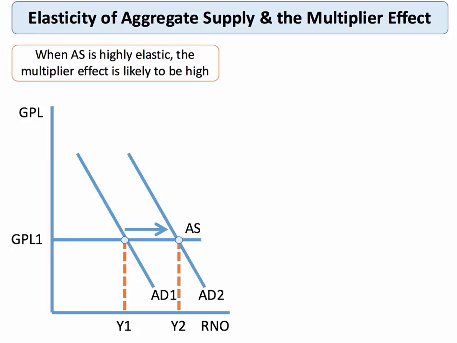I can hear what people are saying. They're saying, well, what about elasticity of supply? Why does that affect the multiplier? Well, funnily enough, it does actually.